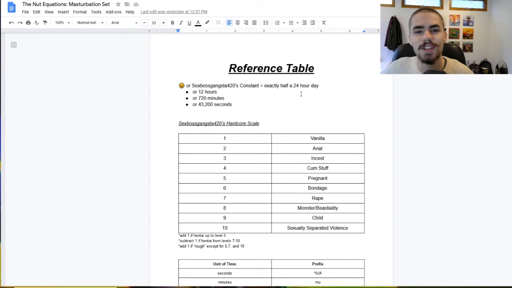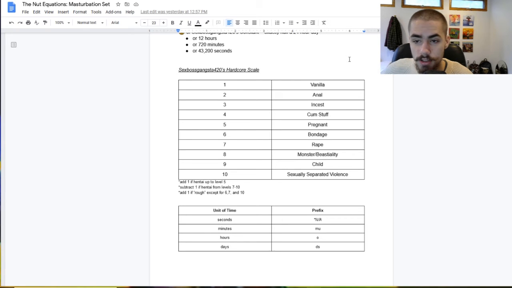420's constant is equal to exactly half of a 24-hour day. In other words, half a day, 12 hours, 720 minutes, or 43,200 seconds. Next, we'll be going over Sexboss Gangsta 420's hardcore scale. Beyond the AP level, this scale is much more complicated and really not refined. We're still in the process of doing that. We've given you a simplified version here, more for the purpose of the problems themselves and for simplicity.